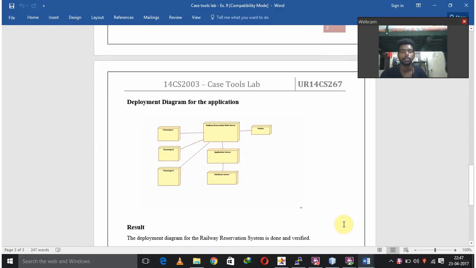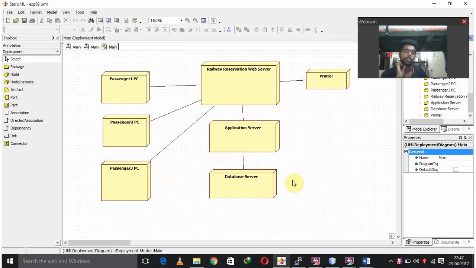This is my deployment diagram for the application. This is my deployment diagram. Then I have given the passenger, the railway reservation, and the web server. It is connected to the application server and the database server. Three passengers are given with different PCs, and the printer is given.